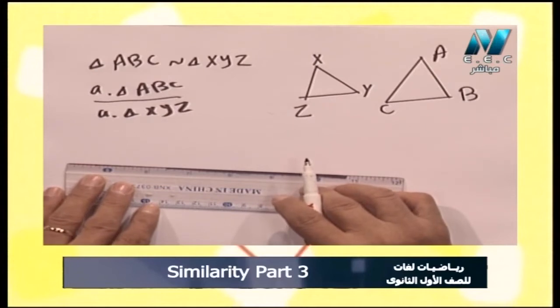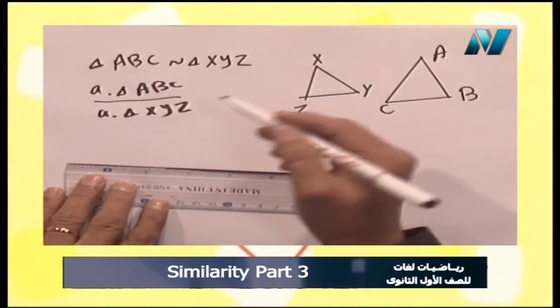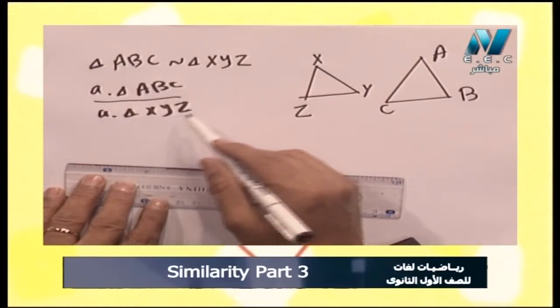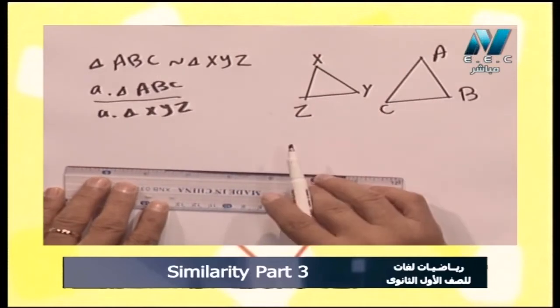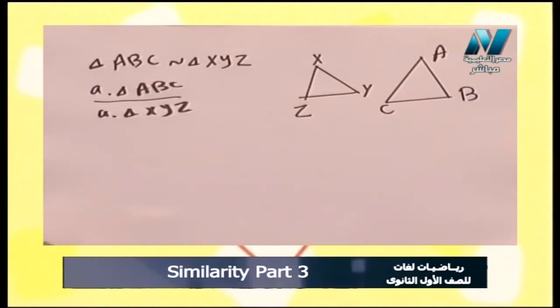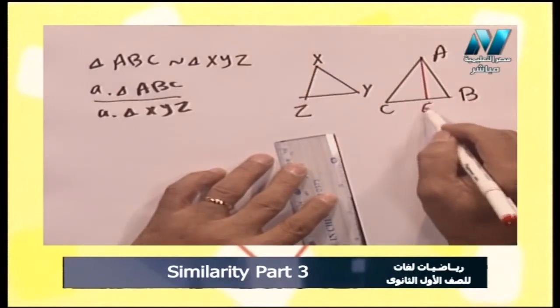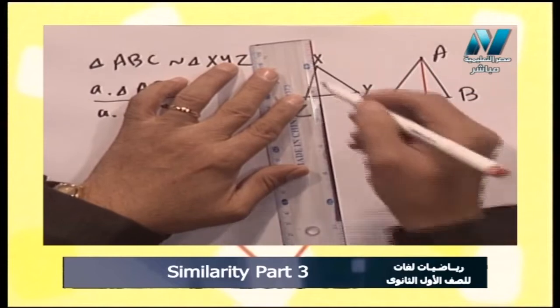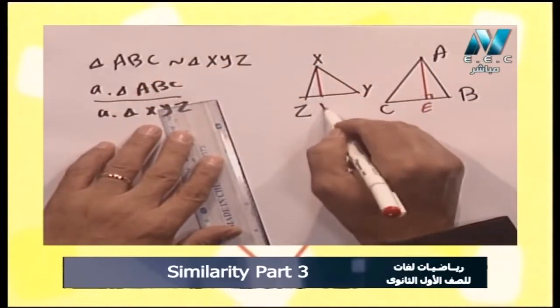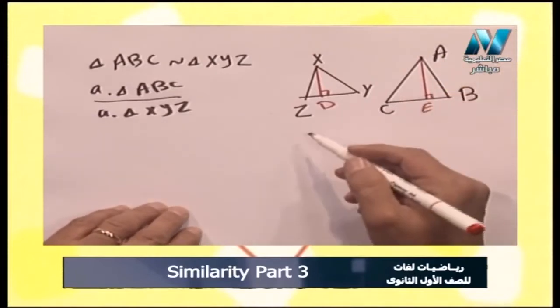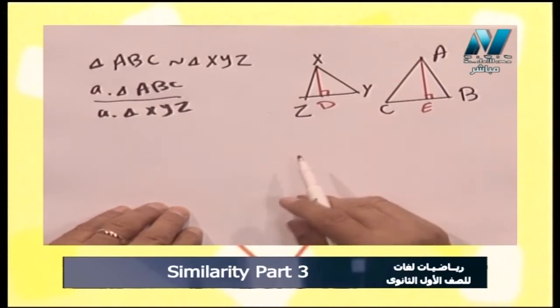Now we have to prove that. What is the ratio between the area of triangle ABC and the other triangle XYZ? And they are similar. Okay? We are going to draw a perpendicular from A to BC here, say E, and another perpendicular from X to ZY, say D. So we have AE perpendicular to CB and XD perpendicular to ZY.